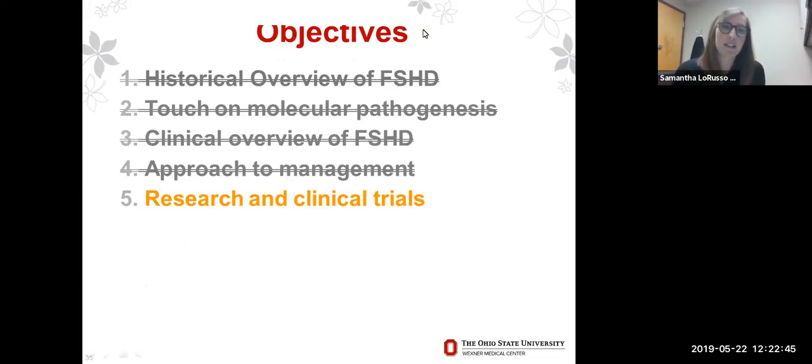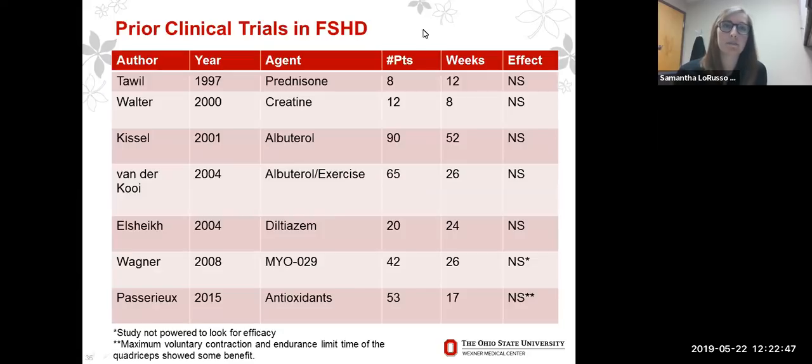So we are almost done. Research and clinical trials. Here are some prior clinical trials that have been done, dating back to the 1990s, and I have on here through 2015, although this list is by no means exhaustive. I'm mainly listing things that I've tried as far as interventional studies. Unfortunately, none of these showed a significant response, but there are a couple of caveats. Some of these studies were not powered to look for efficacy necessarily, and some of these studies did show some signal in secondary outcome measures, but the primary outcome measure was not significant.